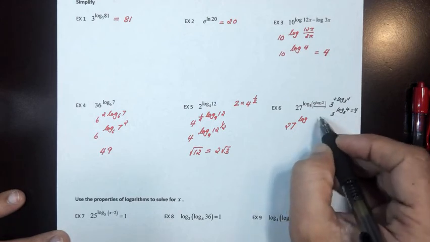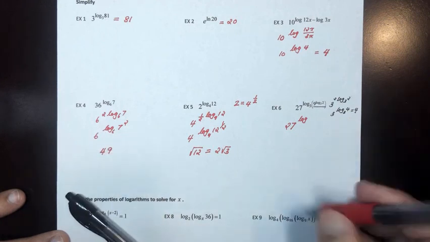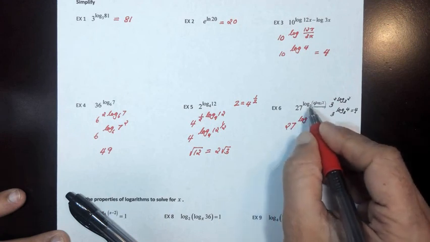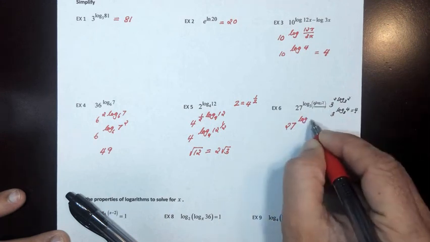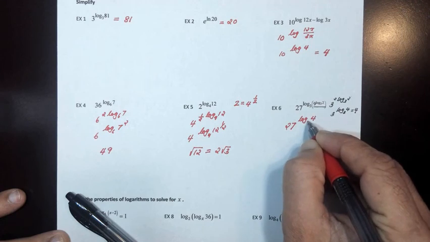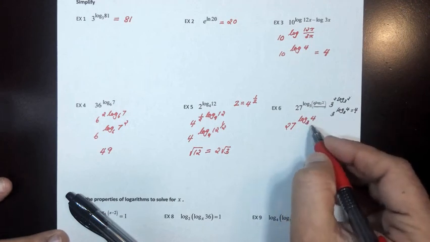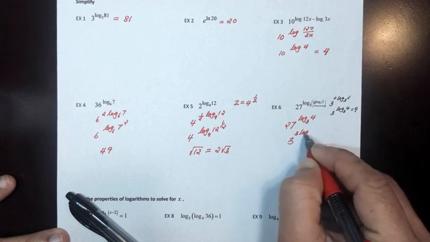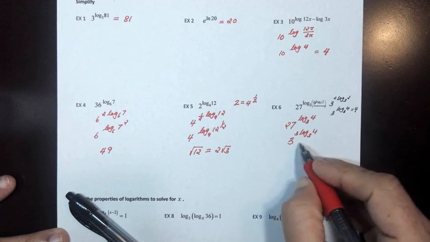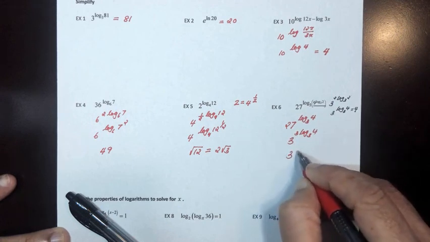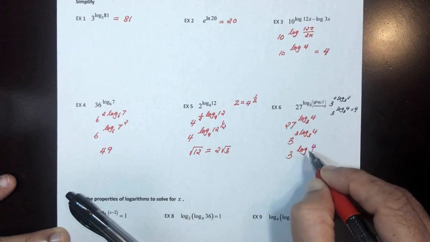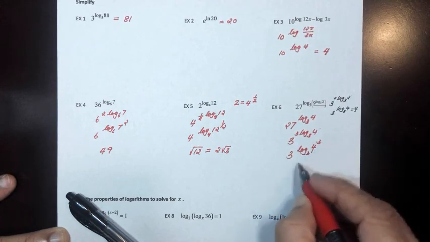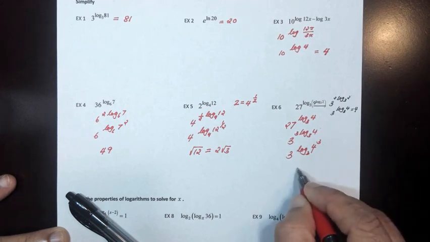So in fact, this question can be rewritten as 27 to the power of log, and this expression right there is just 4, to the base of 3. And now, since the base is 3, we can rewrite this 27 into 3 to the third power, log 4 to the base of 3, and 3 to the power of log 4. That 3 goes on the top, and now the bases are same. The answer is 4 cubed, which is 64.